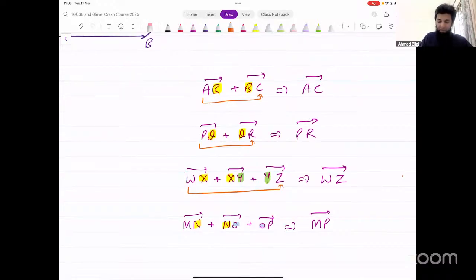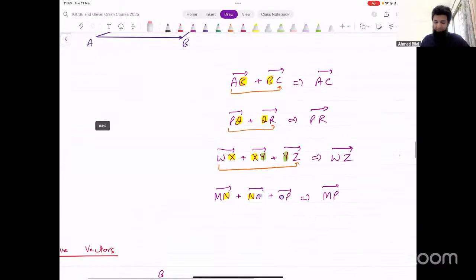Similarly, we can add multiple vectors as well, more than two vectors as well. If you have WX plus XY plus YZ, X and X, they are the same. Y and Y are the same. That means it's equivalent to saying if we're going from W to X and then from X to Y and then from Y to Z, that is equivalent to saying we are going from W to Z. So that's WZ vector. All right, that's how we can add vectors.